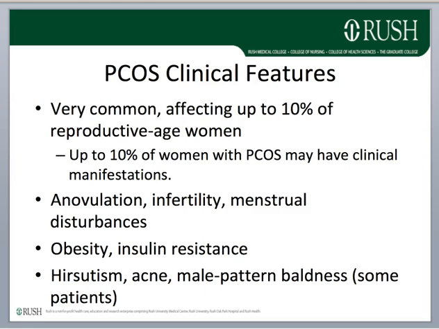PCOS is very common, affecting up to 10% of reproductive age women, and up to 10% of these women with PCOS show clinical manifestations. The clinical symptoms are related to hyperandrogenism and include anovulation, infertility, menstrual disturbances, obesity and insulin resistance. Hirsutism, acne, and male pattern baldness are seen in some patients.